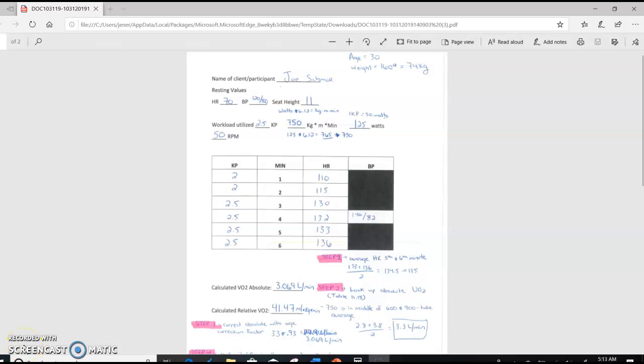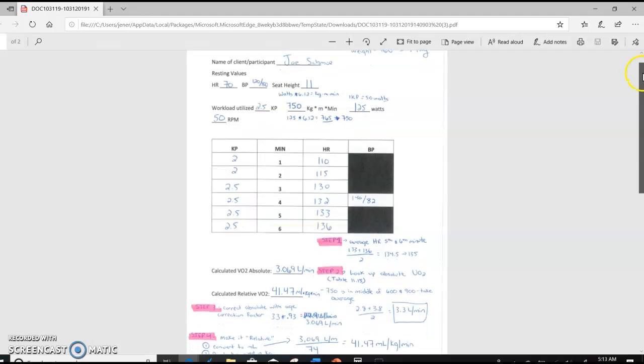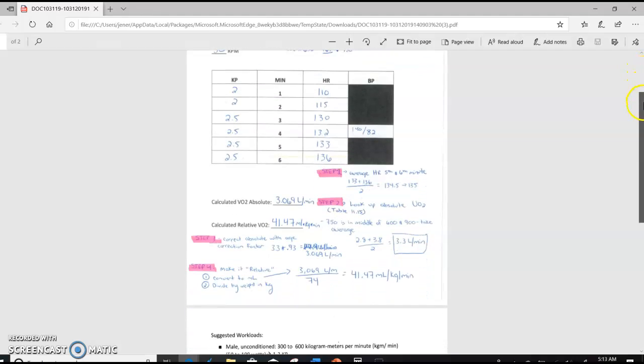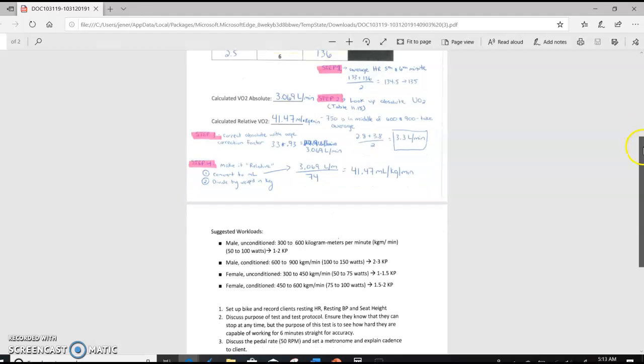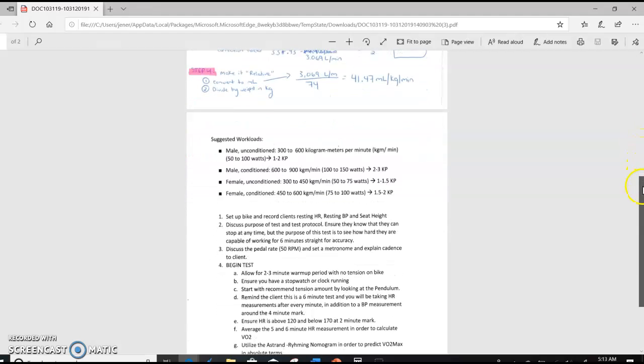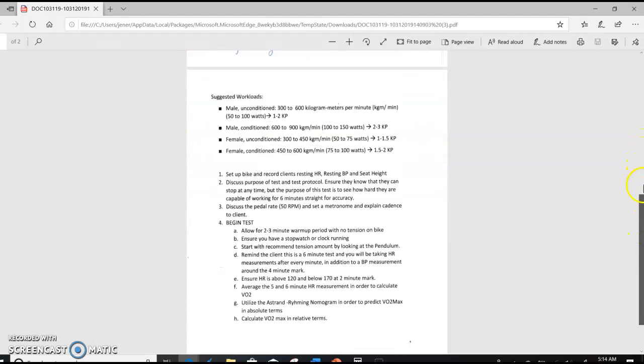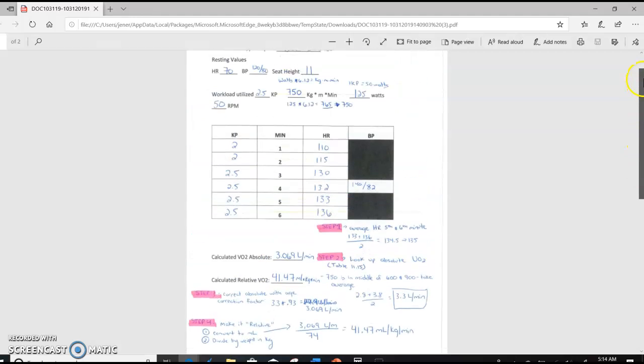Hi everybody. I received a lot of feedback that it would be really helpful to post all of the math involved in figuring out the absolute VO2 and the relative VO2 for a client based on the ergometry test that we did. So I have uploaded a sheet that I completed with accurate math, and you have this sheet as well.